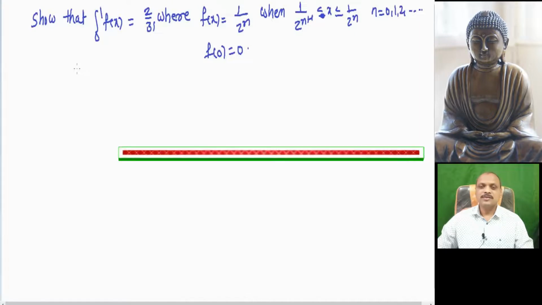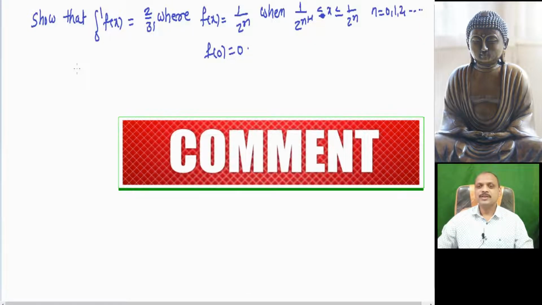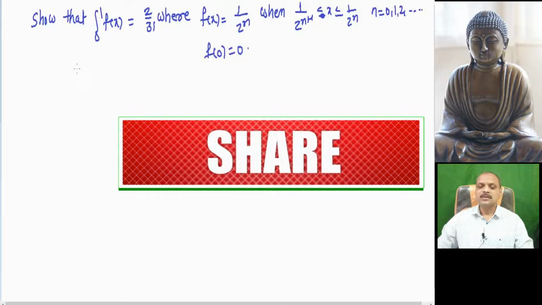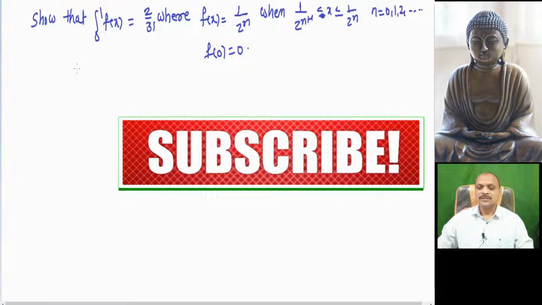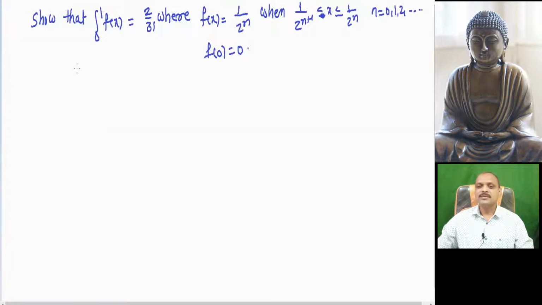Example is on your screen. Show that the integration of f of x between the limits 0 to 1 equals 2 by 3, where the values of the function are given. f of x equals 1 divided by 2 raised to n, when 1 divided by 2 raised to n plus 1 is less than x less than or equal to 1 divided by 2 raised to n. So first let us see the value of the function.